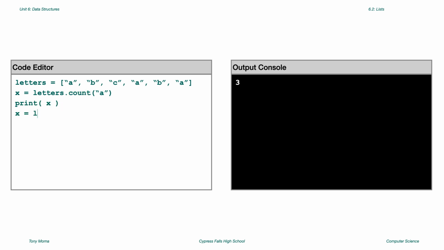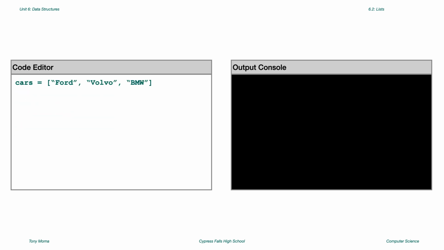Now suppose we call letters.count('b'). In this case, it's going to return the number of times lowercase b appears in the list, which is 2. Thus, when we print x again, 2 gets printed out. Now suppose we call letters.count('d'), and then assign the number of times that lowercase d appears in the list to x. When we print out x, 0 gets output because there are no lowercase d's inside the list.